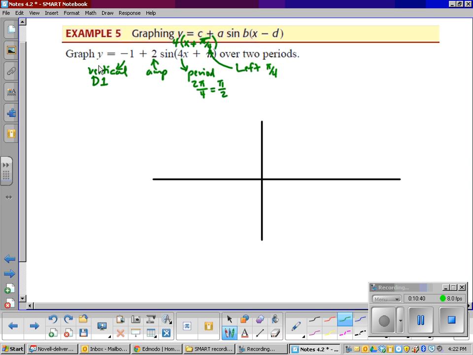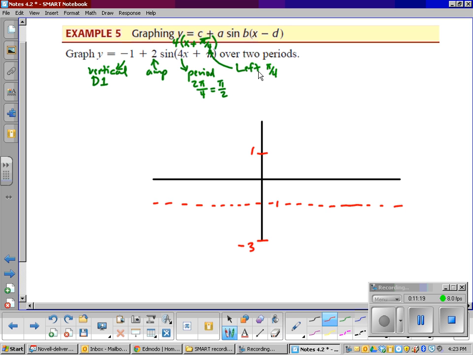Okay, the place to start is to reset the midline, because we've been using the midline as the x-axis, but since we have a vertical shift down 1, we need a new midline. So we're going to dash this in. It's not part of the graph, but it certainly is helpful for sketching the graph. So pretend that that's a horizontal line, and that's our new midline. Now we want an amplitude of 2. So from the midline, we've got to count up 2, which would put us at 1, and we've got to go down 2, which would put us at -3. Those are the min and max values for our sine graph.